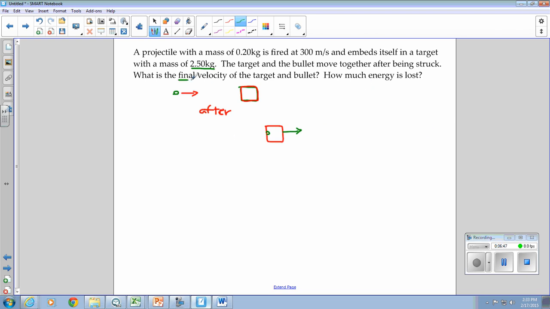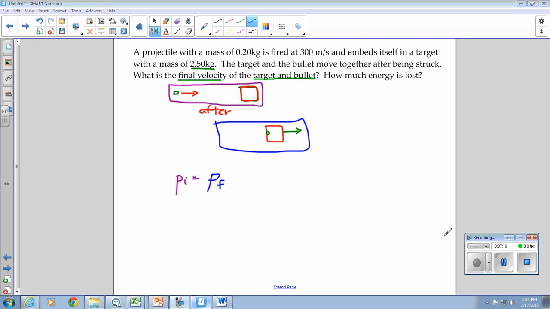We want to know what the final velocity is of the target and the bullet, and we also want to know how much energy is lost. So the first part is, for finding the final velocity, we know that momentum is conserved. So we can use our conservation of momentum equation. So initial momentum will equal final momentum. That's our conservation of momentum equation.